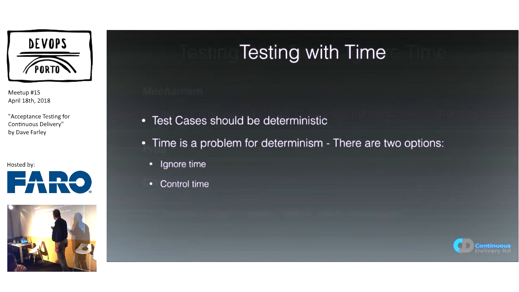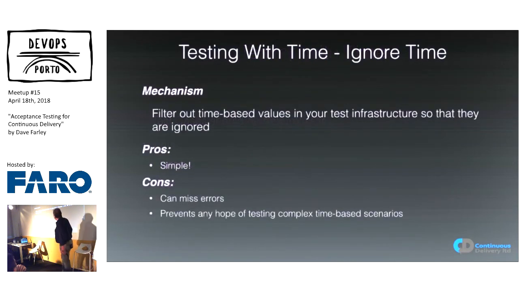So let's examine those in a bit more detail. The first one, you ignore it, you just filter out time-based values in your tests. The advantage of this is really trivially simple. It's really easy to implement. The downside is that you can miss mistakes if your system does care about time, and it really prevents you from testing complex scenarios where time is a real factor in your system.